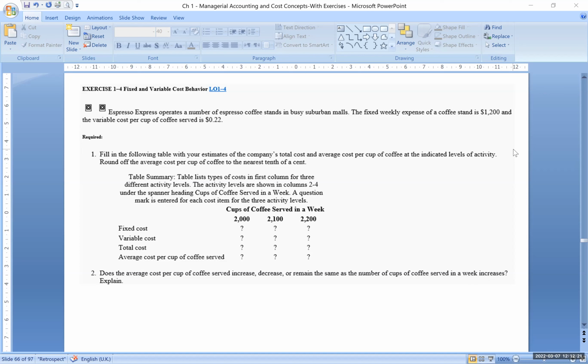Now, we have 3 columns, and the 3 columns represent the level of activity, the number of cups served. We have 2,000, we have 2,100, and 2,200. Look at the title, cups of coffee served in a week. So we have 3 levels of cups served in a week for that company.